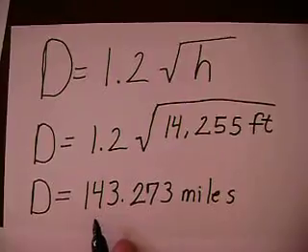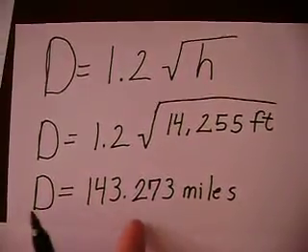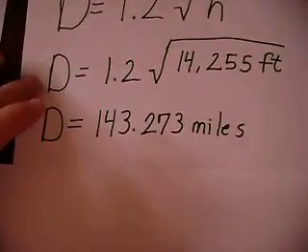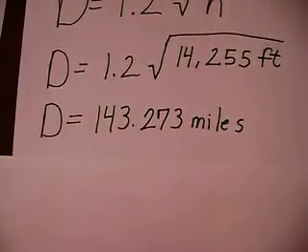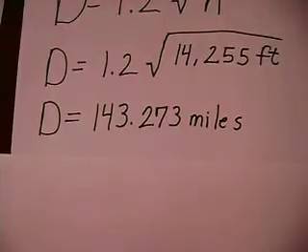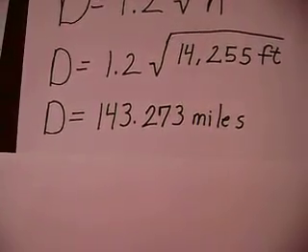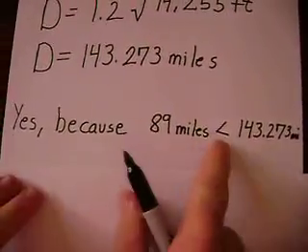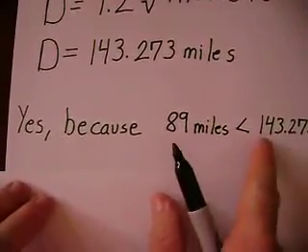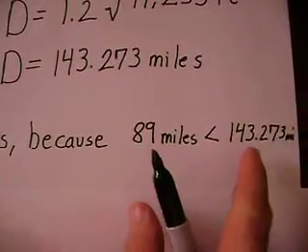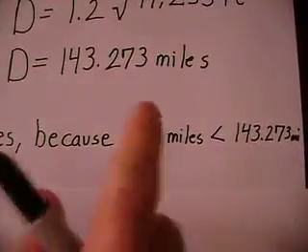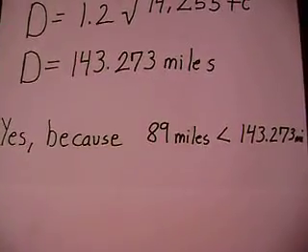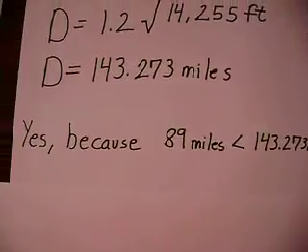Whenever we multiply that out, we get 143.273 miles, which is really irrelevant, but that's the answer. They wanted to know, could we see Cheyenne, Wyoming from this distance? And they said that it was 89 miles away. Yeah, we can, because 89 miles is less than 143, and this is a max distance, because they said that this is the distance you can see, so that's the furthest you can ever see. So yes, you can see Cheyenne, Wyoming. And that's it.